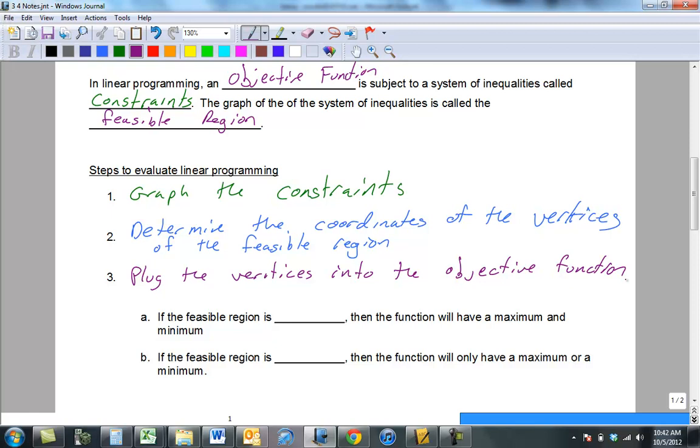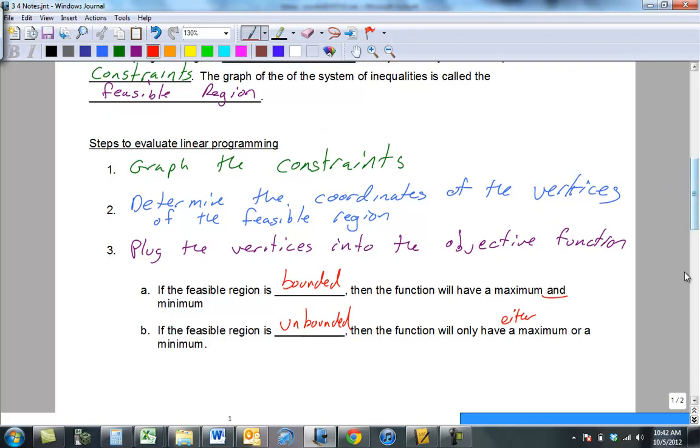Now, if the feasible region is bounded, then the function will have a maximum and a minimum value. All right? If the feasible region is bounded, it's going to have both maximum and minimum. If the feasible region is unbounded, then the function will only have a maximum or a minimum. It will have either a maximum or a minimum, but not both. It's not going to have both of those. All right? So these are the steps.